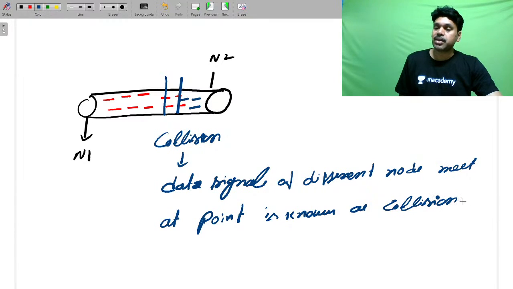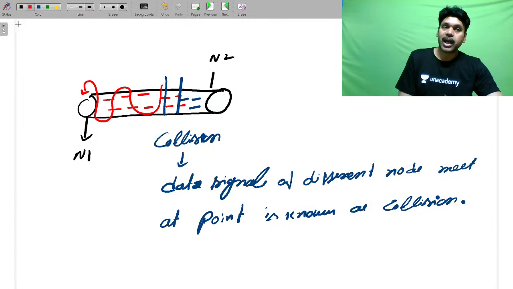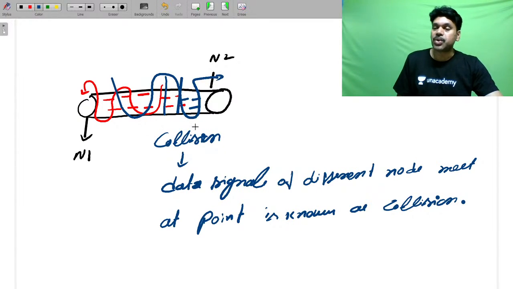Whenever you get a collision, the collision signal with double energy traverses back to the other node. This collision signal also takes one propagation time because it has to traverse the entire distance of the medium. That is why waiting 2 into TP time is mandatory. Minimum frame transmission time must be 2 into TP time. So we got the collision signal.